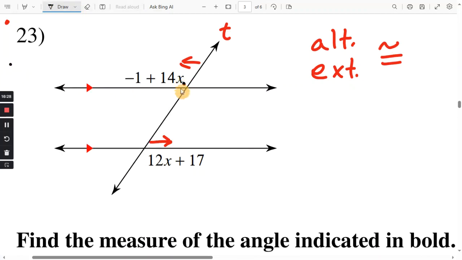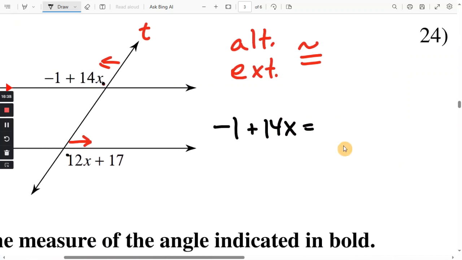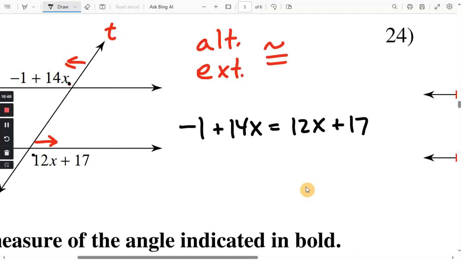All right, so negative 1 plus 14x is going to equal 12x plus 17. All right, and we're solving for x. So you want x's on one side, numbers on the other. I like to try to keep x positive. You don't have to, but I usually subtract the one with the smaller x. So 12x is less than 14x, so I'm going to subtract 12x. You have to do the same to both sides.